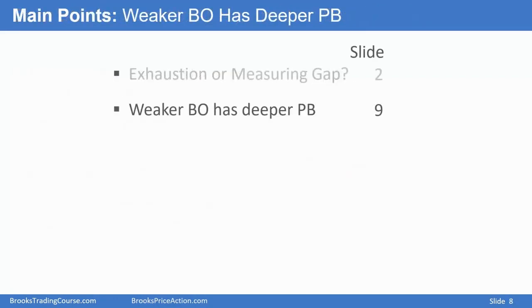When the market's in a strong breakout, the pullbacks are usually small. When the market is in a weaker breakout, the pullbacks can be deep, and the market can look much more like a trading range.